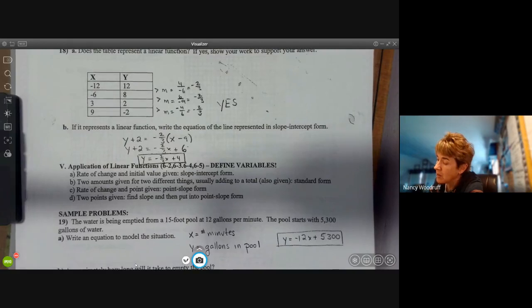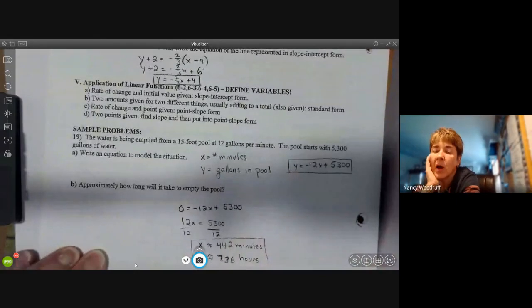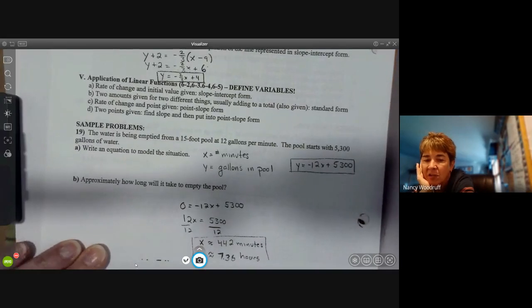Okay, here come the applications and the word problems. This is where, you know, a lot of people start to panic, but I hopefully over doing a lot of them, we start to know what to look for. So the first thing, we're emptying a 15-foot pool at 12 gallons per minute. The pool starts with 5,300 gallons of water. To be perfectly honest, there's a number in there we are never going to use.